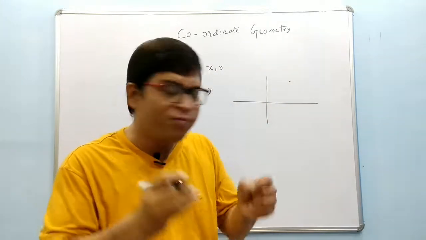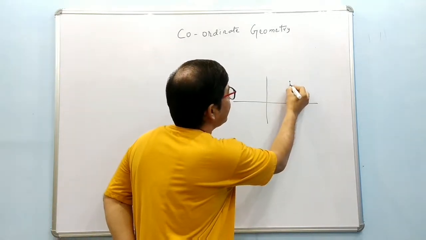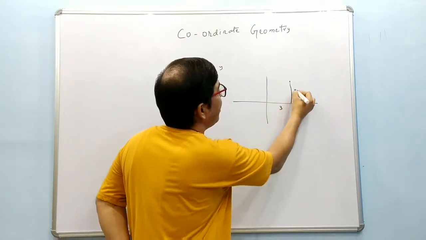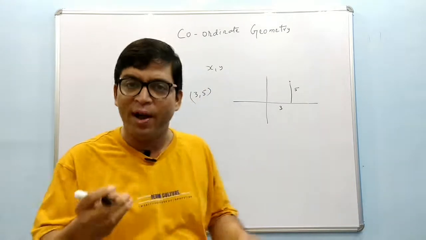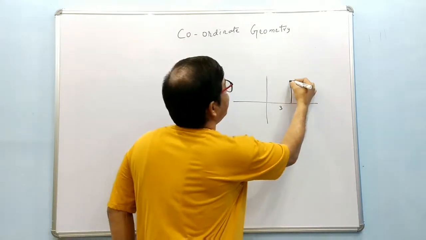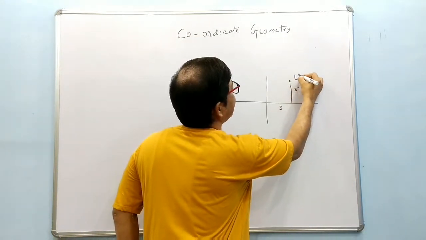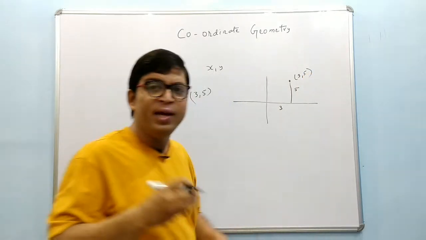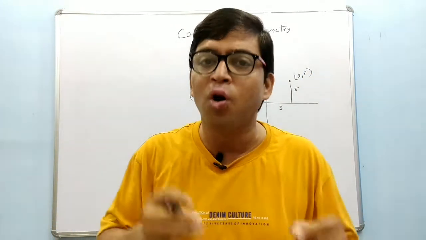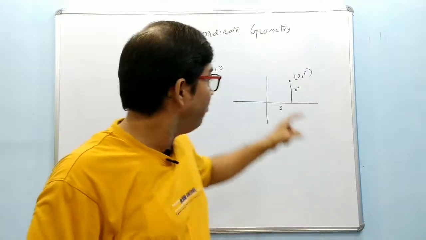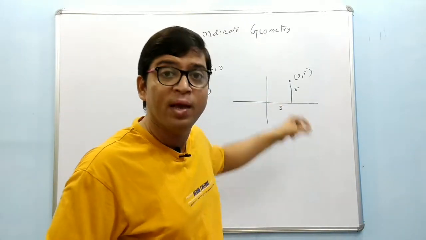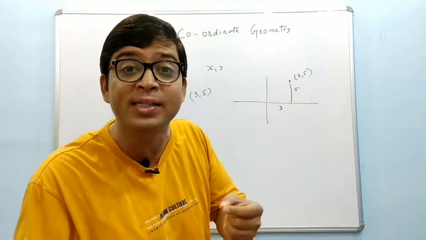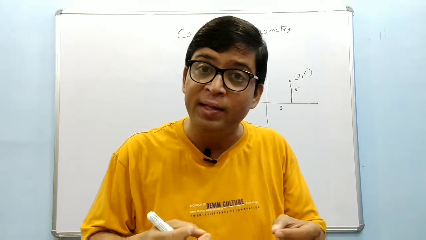What is the meaning of that? This means that this distance is 3 and this distance is 5. So this point is the required point, 3, 5. Easily we can plot the point accordingly. We know this is the first quadrant. Everything is positive, everything meaning x and y.